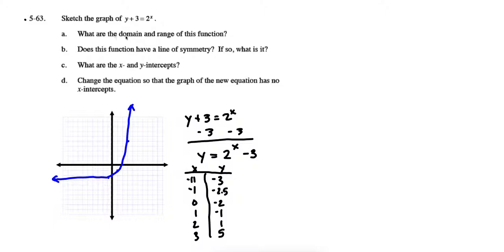What are the domain and range of this function? Let's talk about what are all the possible domain values. As you see here, it goes to the left forever, and it's curving up, but it's still going to the right. So for our domain, this is going to be all real numbers. So -infinity is less than x, which is less than infinity. Remember that is the same thing as saying all real numbers.